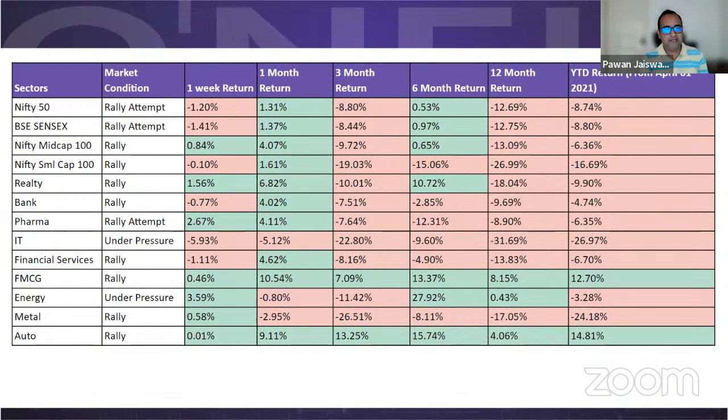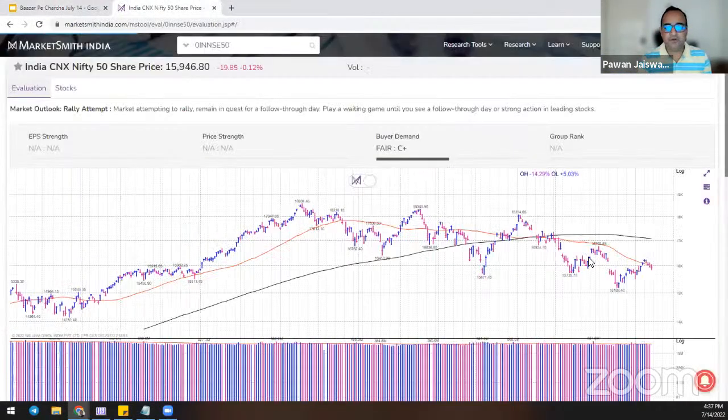We have added ITC, we have added Hindustan Unilever, and we have already added a couple of auto ancillary stocks in our TraderSmith portfolio. Okay, so let's move on to the chart to discuss further from a technical perspective. So what is the technical perspective?